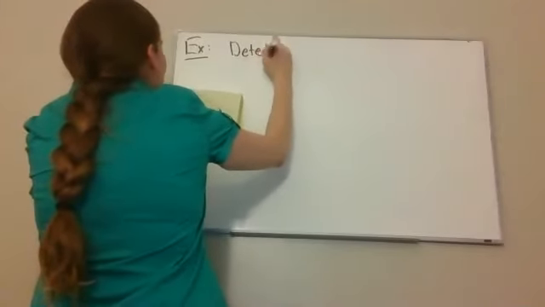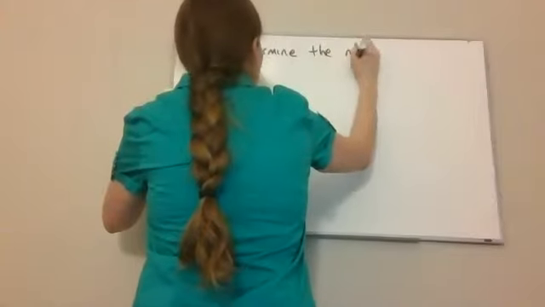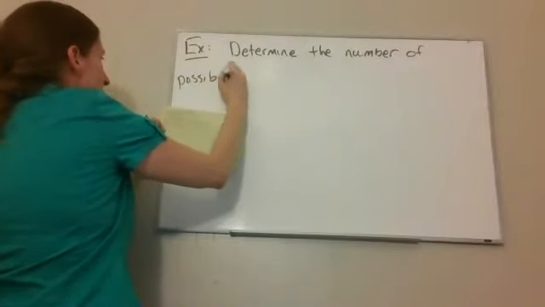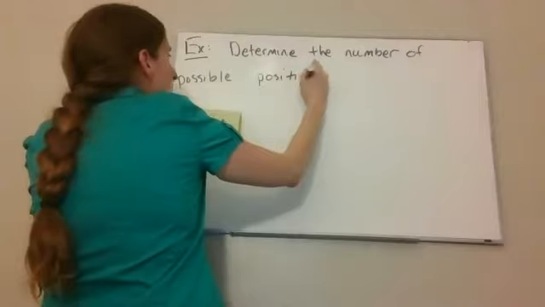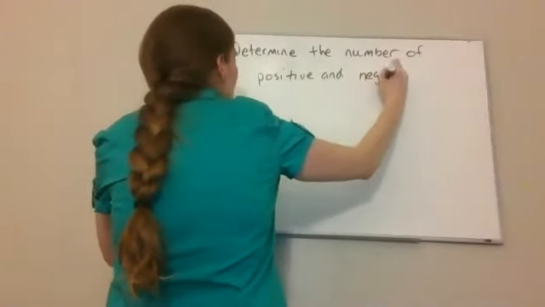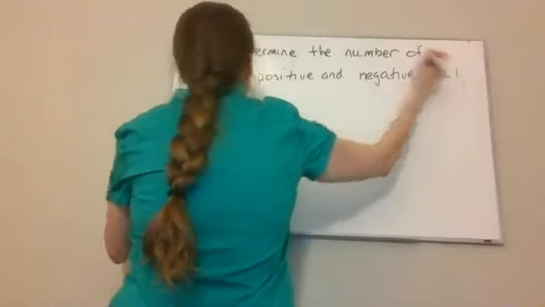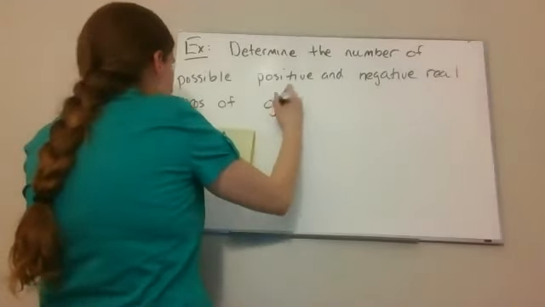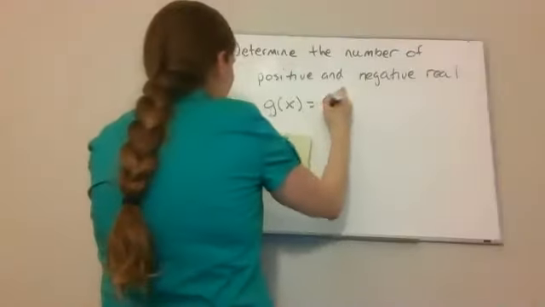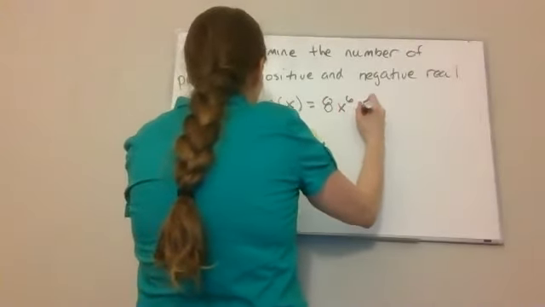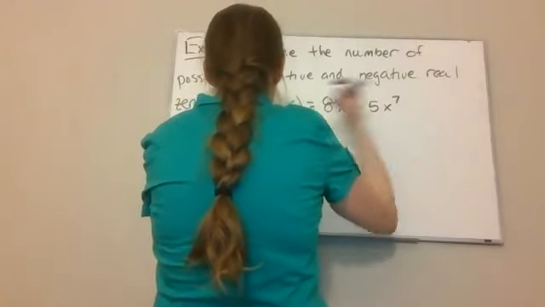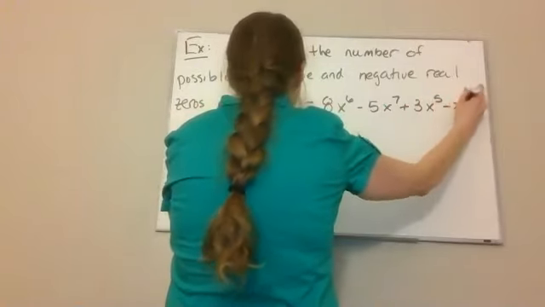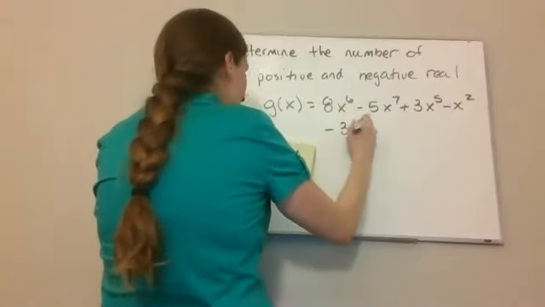So determine the number of possible positive and negative real zeros of g of x equals 8x to the 6 minus 5x to the 7th plus 3x to the 5th minus x squared minus 3x plus 1.